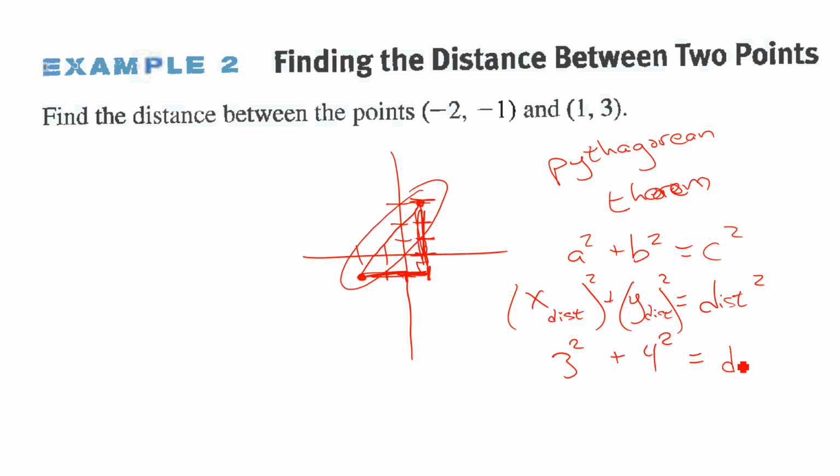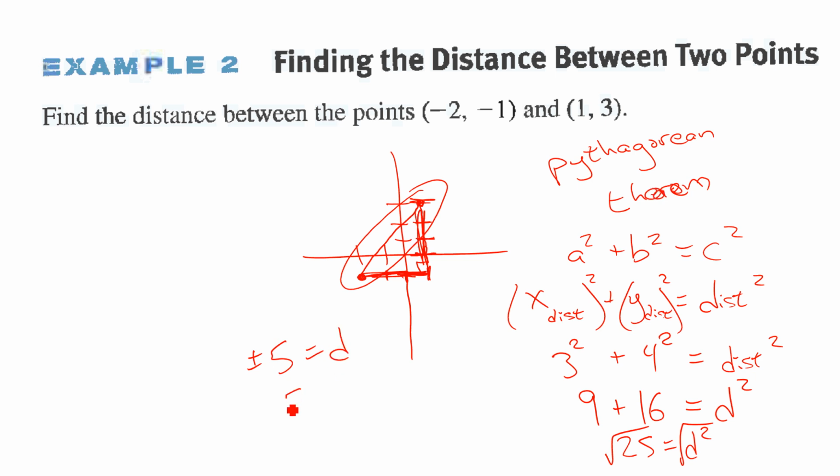All right, so 3 squared is 9, 4 squared is 16. Just call this d squared. 9 plus 16 is 25. What's the square root of 25? And if you said plus or minus 5, good job from last chapter. The only problem with that is that the distance cannot be a negative, so we're just going to take the positive version. Distance here would be 5.